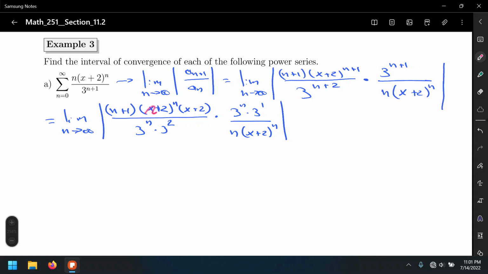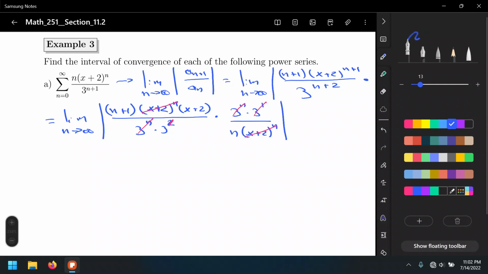So we can cancel x plus 2 to the n with x plus 2 to the n. We can cancel 3 to the n with 3 to the n. And we can cancel 3 to the first with 1 power here, to be left with a 3 in the denominator. Alright, so after doing all these calculations right here, we will be left with the following.